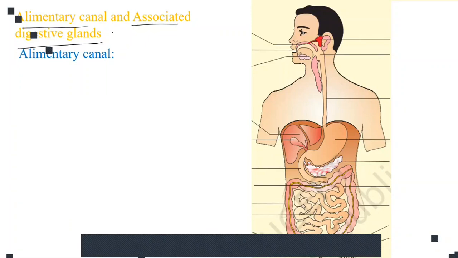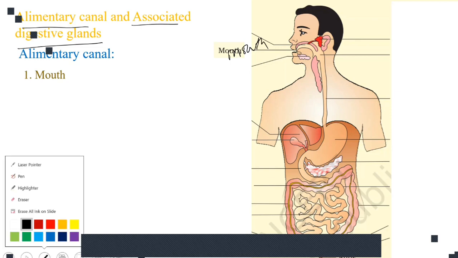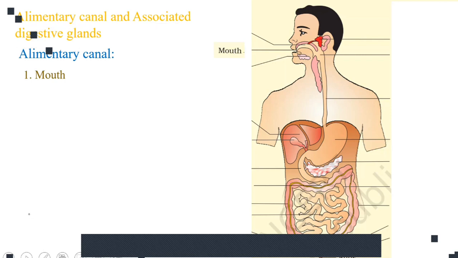Alimentary canal. So this alimentary canal starts from the mouth and ends with the anus. So the initial portion of this digestive system is called the mouth. These are the parts which are sequentially arranged one after another.